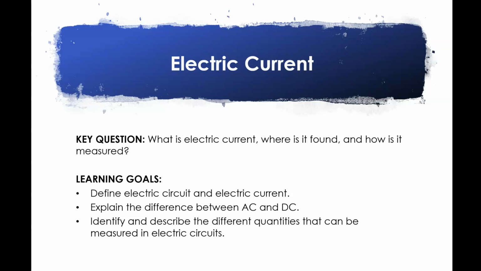So what is electric current? Where is it found and how is it measured? So these are the goals of the lesson today. So we're going to define electric current. We're going to talk a little bit about electric circuit, even though we're going to talk about that more later. The difference between AC and DC, identifying and describing different quantities that can be measured in electric circuits, and we'll talk about those in more detail in following lessons.